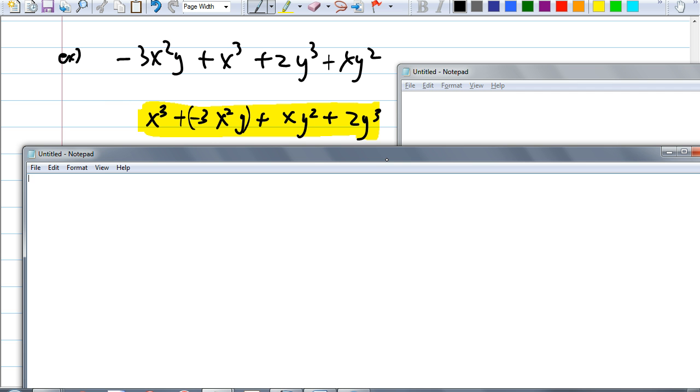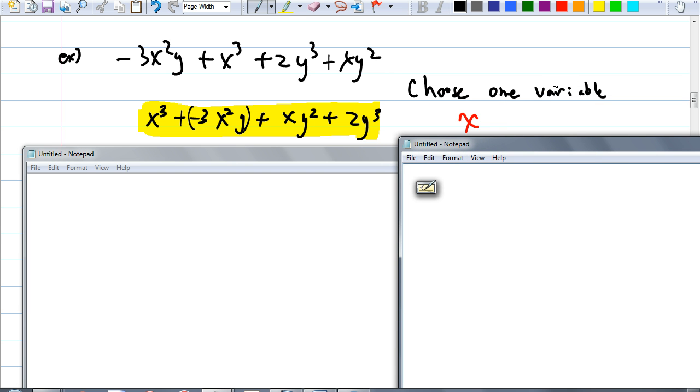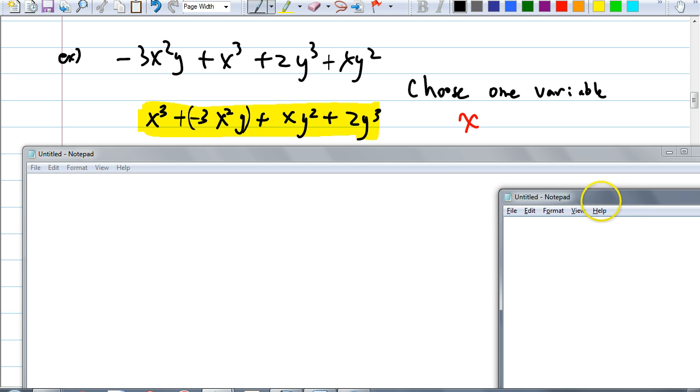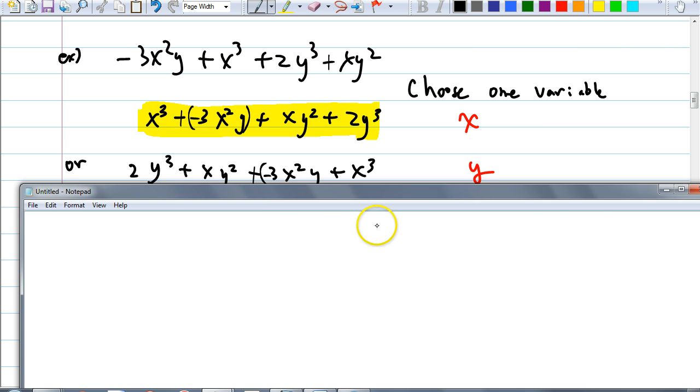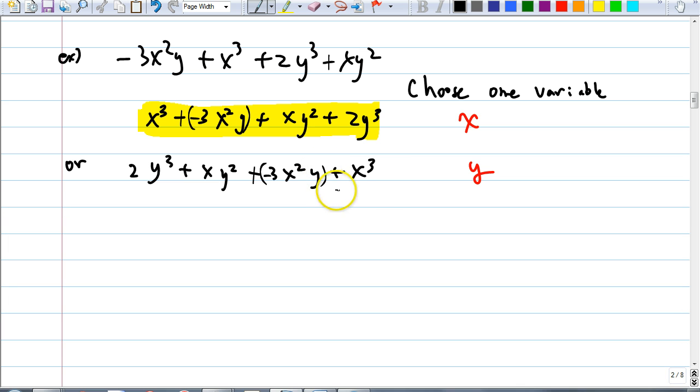Is that okay, guys? Does that make sense? So we're going to choose one variable whenever there's more than one, right? We chose x in this case. Now, on your homework, in the back of the book, they may choose to do it with y. Is that wrong? No. So if you did it with y, it would be 2y cubed plus xy squared plus negative 3x squared y plus x cubed. Is that okay?